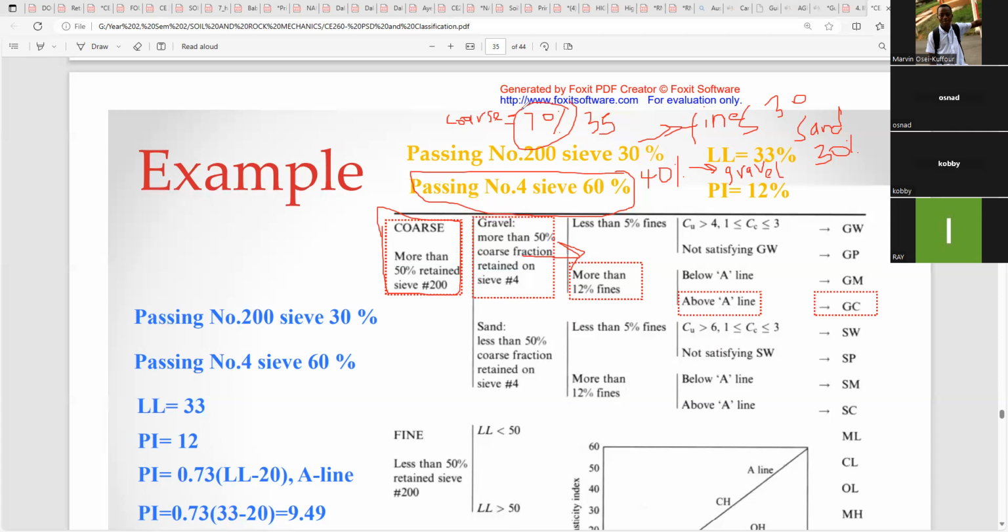So just take 50% of the coarse fraction, or half of the coarse percentage, and compare it to the gravel. That is 35. If gravel is greater than half of the coarse fraction, then it means that you have to go for gravel. But if gravel is less than half of the coarse fraction, it means that you have to go for sand. Do you get it?